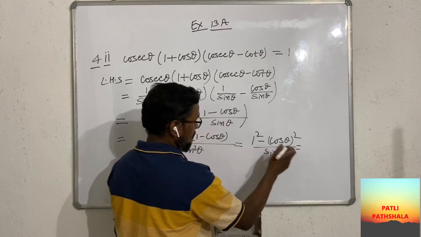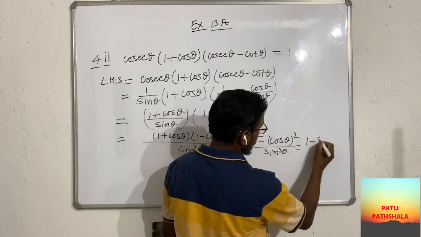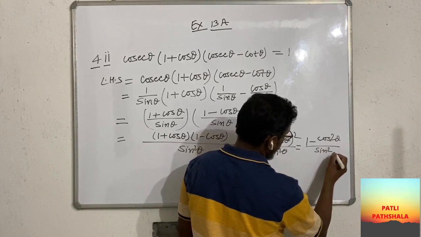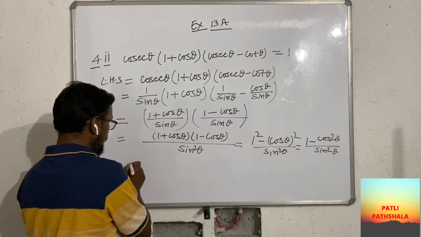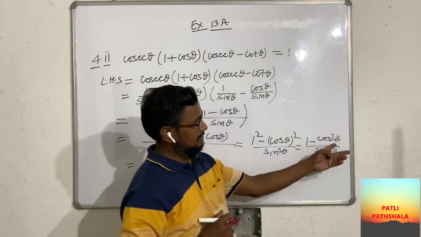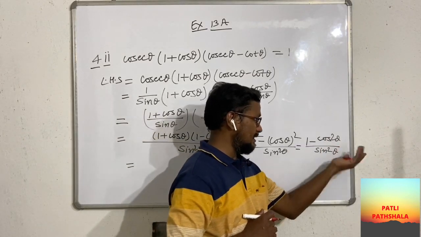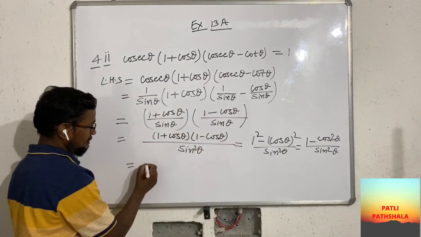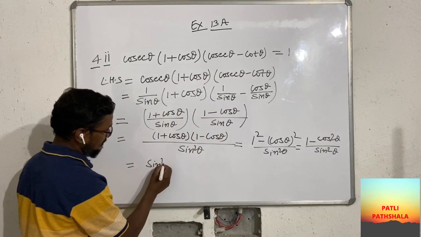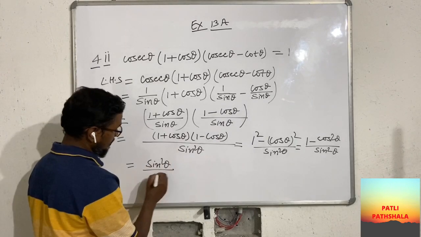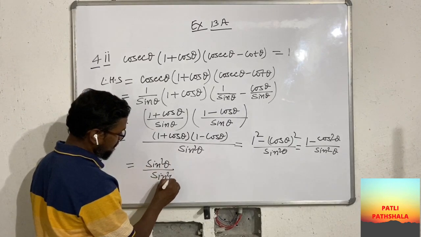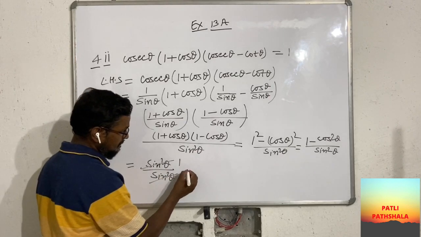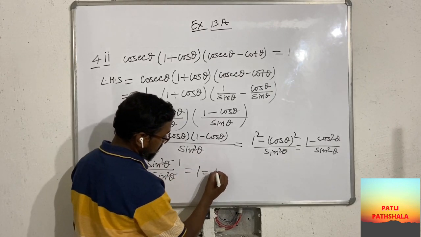Now this value will be 1 minus cos square theta by sin square theta, and just now we have studied that for 1 minus cos square theta, we can write sin square theta. So instead of 1 minus cos square theta, I am writing sin square theta, divided by sin square theta. Sin square theta and sin square theta cancel out, its value is 1, which is the RHS.